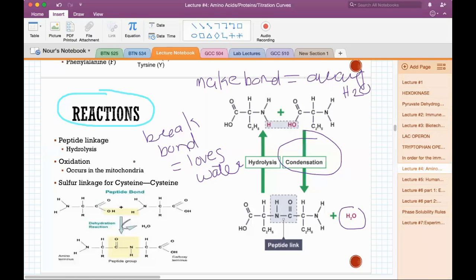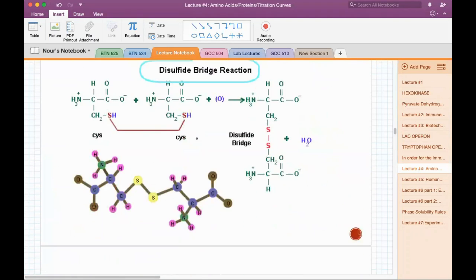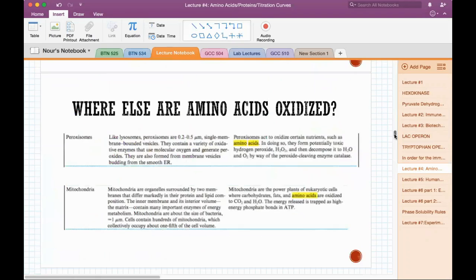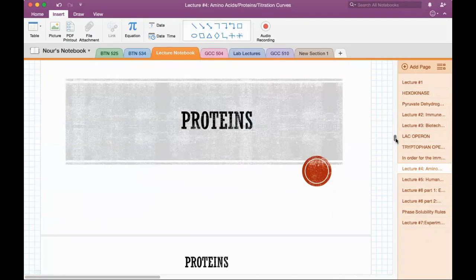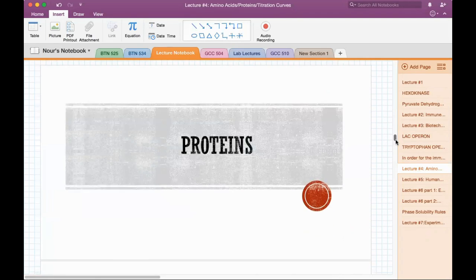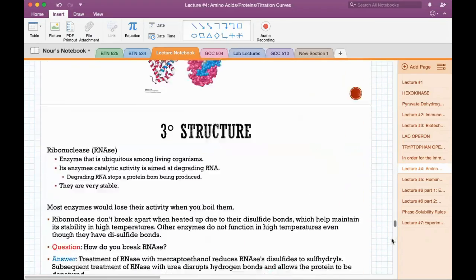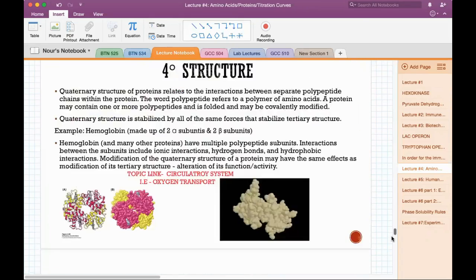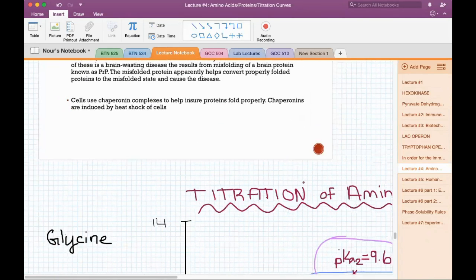And I already discussed the cysteine thing, the disulfide bridge. That's just another way of showing it. I don't need to know that. So now I'll talk about proteins, but actually I'll talk about proteins after I talk about the titration curve, because that's actually more pressing. So, do you guys have any questions before I talk about titrations?